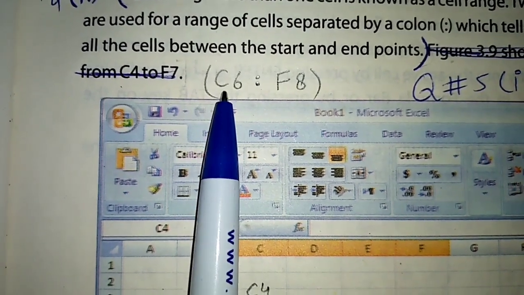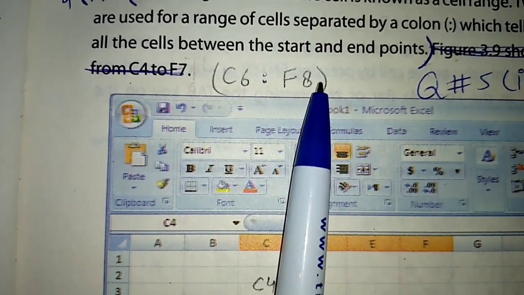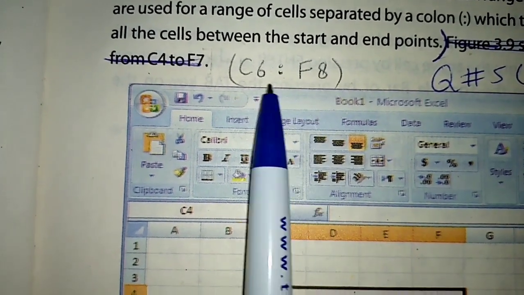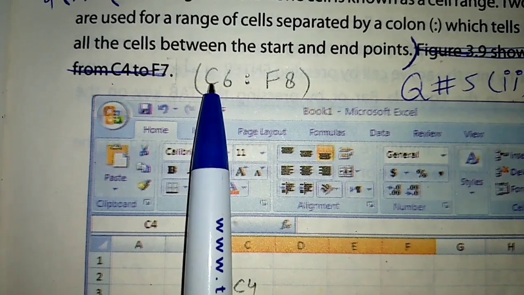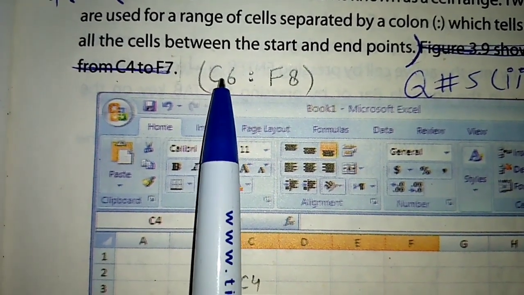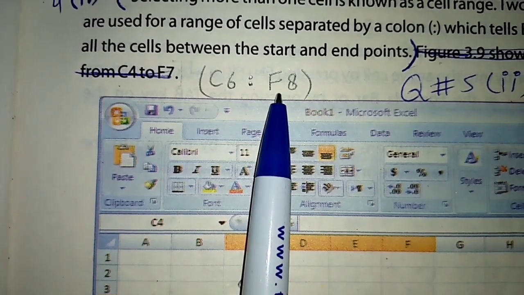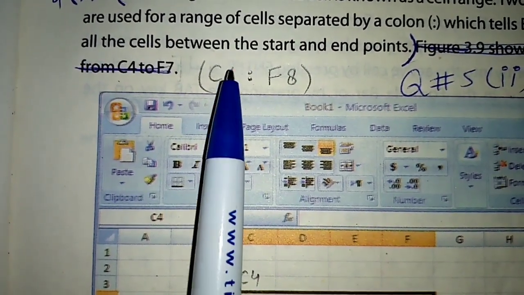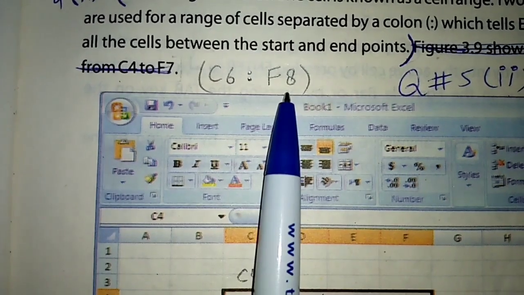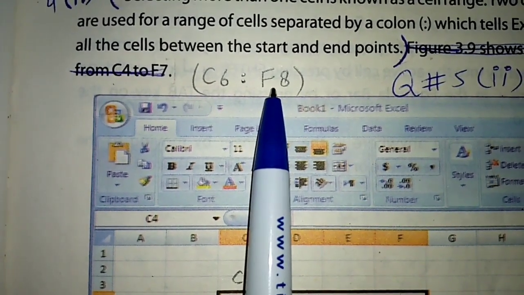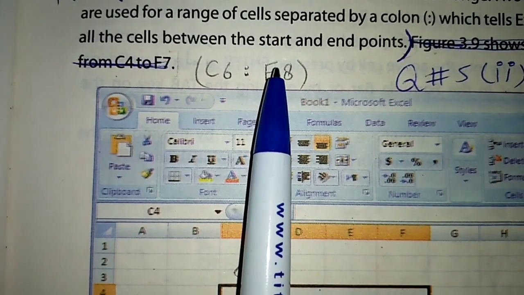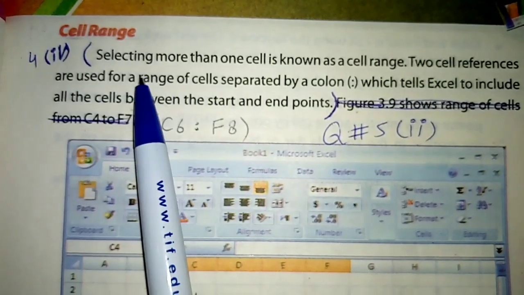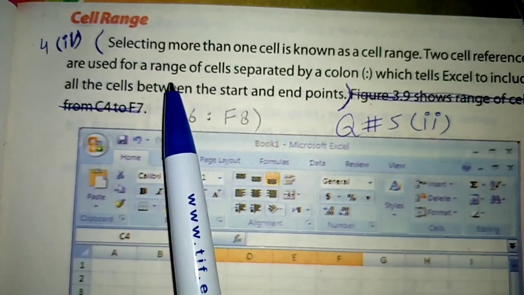For example, if the selected cells are from C6 to F8, then cell range can be written as C6:F8. This is the cell range. In this cell range, C6 is the start point or starting cell, and F8 is the end point or ending cell. So first cell reference tells us about the start of the cell range, and the second or the ending cell reference tells us about the last cell selected in the cell range. Students, mark this heading cell range for the answer of question number 4, part number 4 also.